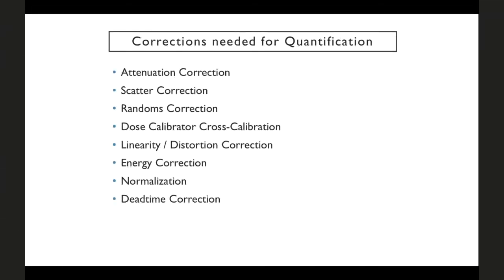And I've listed the ones which are most normally applied. There's attenuation, scatter, randoms. There's a dose calibrator, cross-calibration with the scanner, linearity and distortion correction, energy, normalization, and dead time. We don't have time to go into each of those, so I'm going to concentrate on those first four. So let's talk about how we can compensate for attenuation.